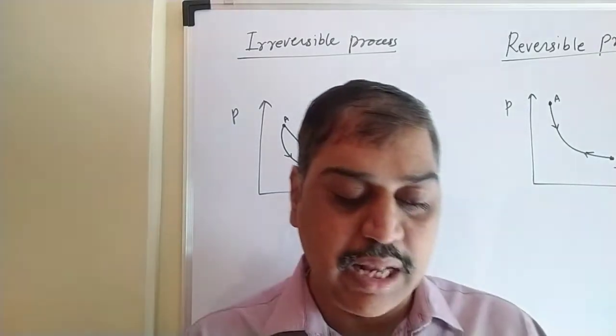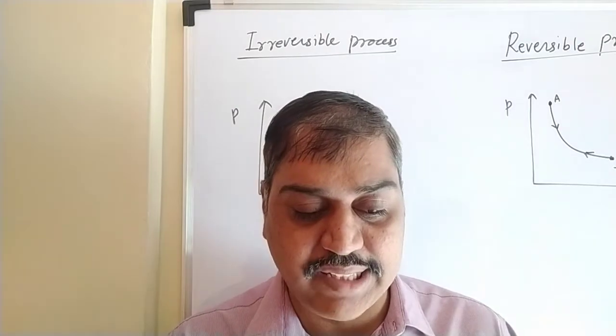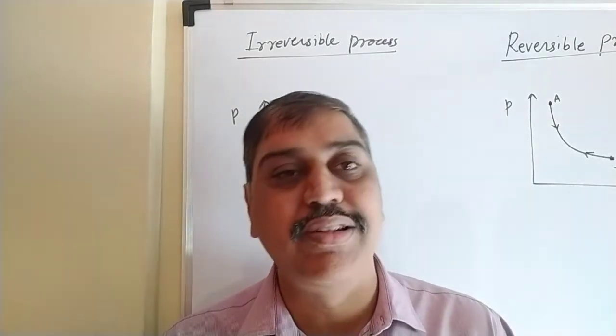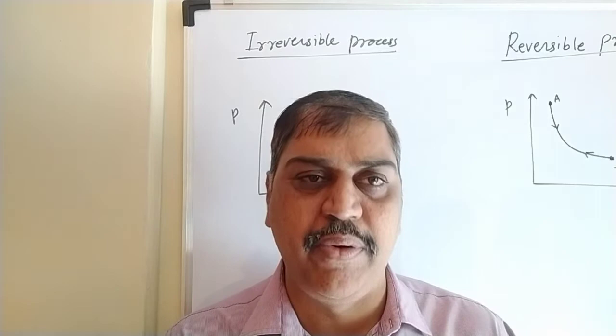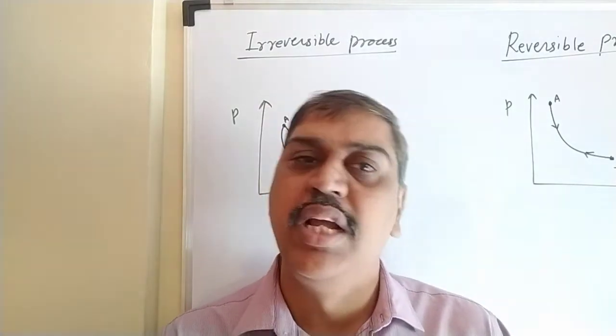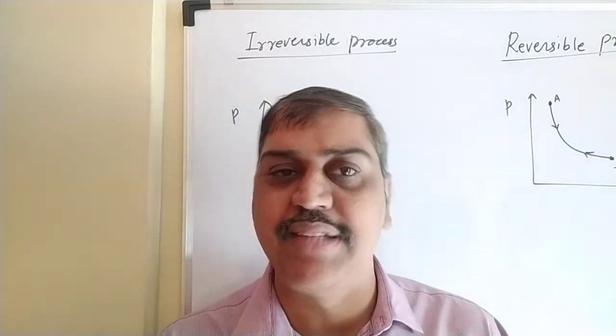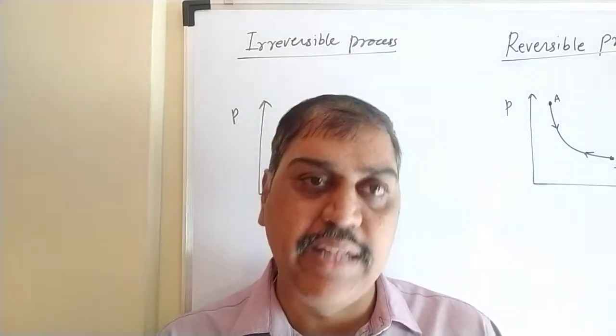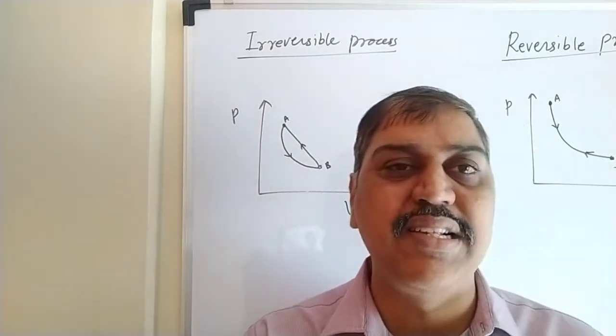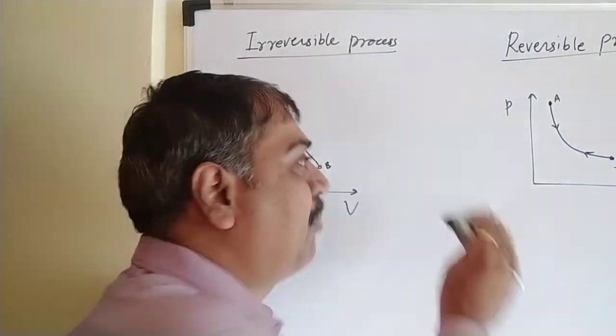The third and last assumption is that the ideal gas equation is applicable to all systems. Whatever system and whatever process we are going to learn, in all processes the ideal gas equation is applicable: PV = nRT. That we have already learned.